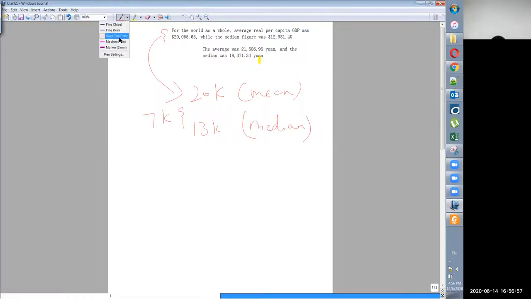Can you see that? Yes. So what do you think? Which of these metrics tells us a better picture of how rich or how poor the world is? So the median. So in this case, you want to pick the median?